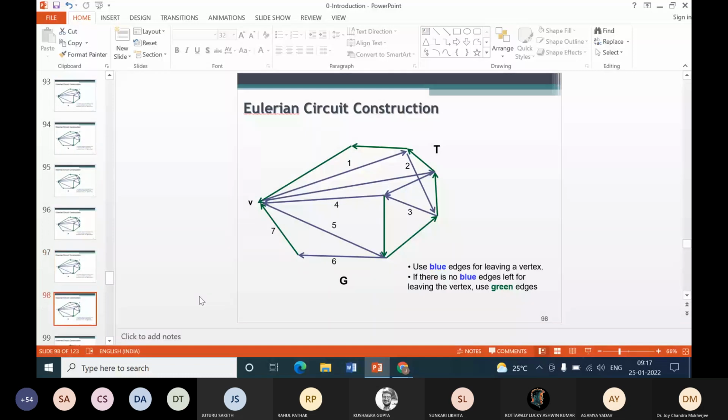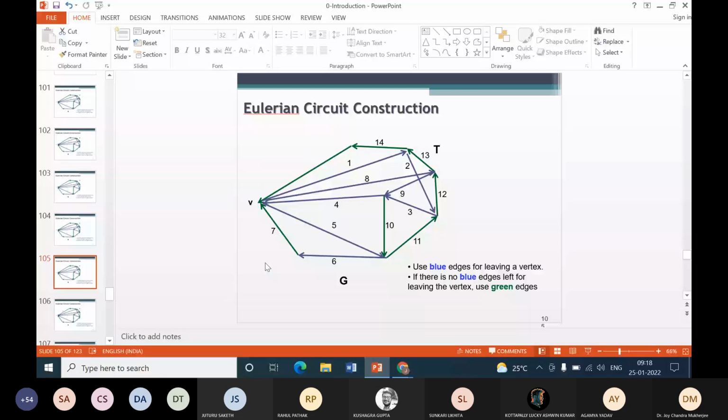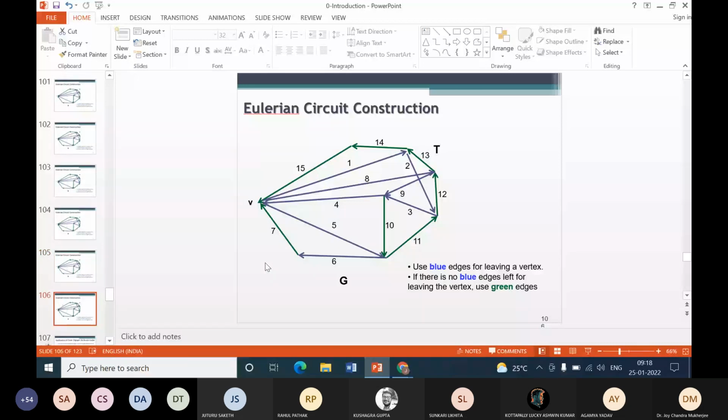Now in an Euler circuit, you know that the same vertex can be visited multiple times, but edges will be traversed only once. Now from here you start the next part, 8, 9, 10. Then you have no other option, so all the blue edges are covered. Now you use the green edges to come back to V. This DFS, reversing the edges of the graph, doing a DFS and again reversing it back, gives you the edges through which you come back to V. Okay, so that is the algorithm.